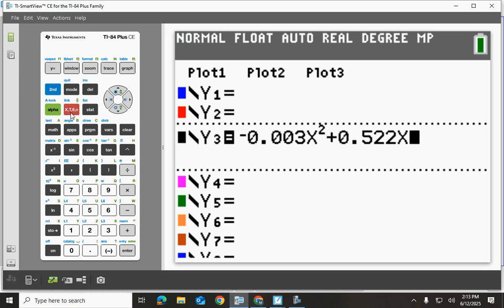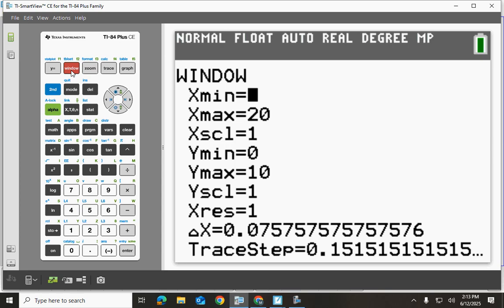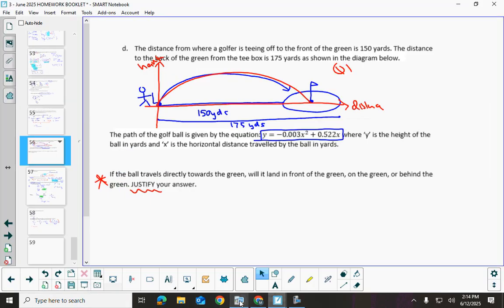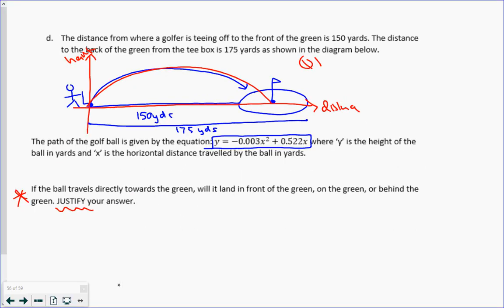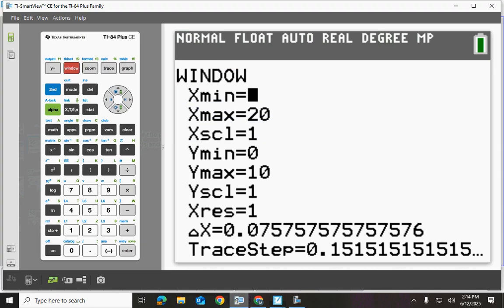Okay. Now, I know I want to be in quadrant 1. So here's the thing. I know it's going to be 0 and 0. On the picture, I can see that this is 150 and this is 175. So I'm going to make my x max 175, because if the ball doesn't hit by the time my screen ends, I know it's going to go off the back end of the green.